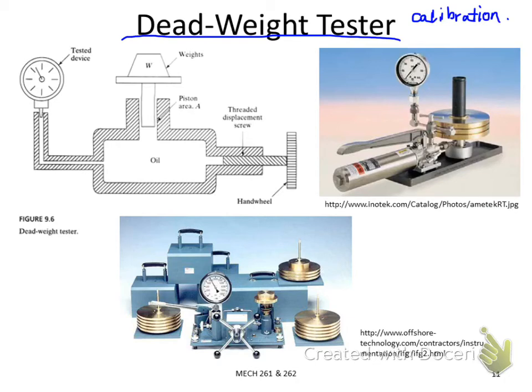So let's look at the structure of this dead weight tester. You can see this is a schematic of the dead weight tester. It has an internal chamber here, and usually this chamber is filled with liquid or gas. Sometimes we use oil, sometimes we use other fluids or gas. You have a single inlet here, and this inlet is used to connect with the device you want to calibrate, or the pressure sensor you want to calibrate here.